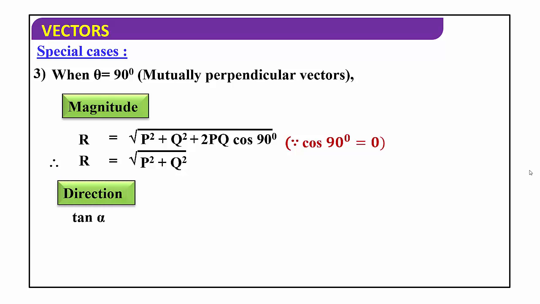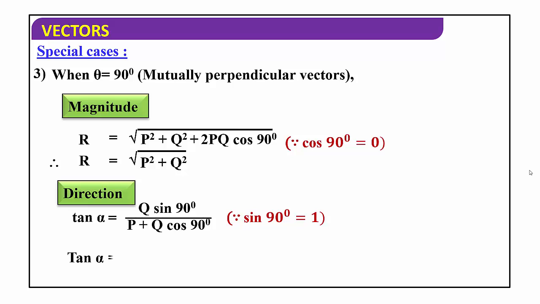Now we can find the direction. Tan alpha is equal to Q sin theta divided by P plus Q cos theta. Theta is 90 degree. Put the value of theta here. Sin 90 equal to 1. Q into 1 will be Q. So we will get tan alpha equal to Q divided by P, because cos 90 is 0. So this is the third case.